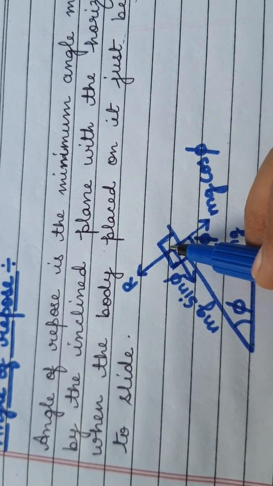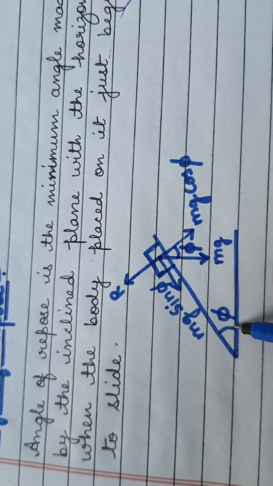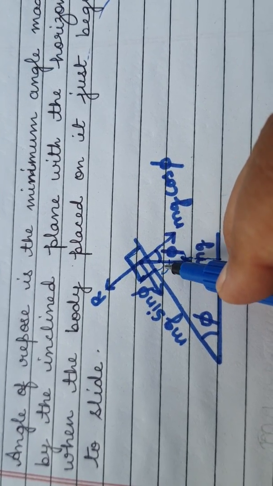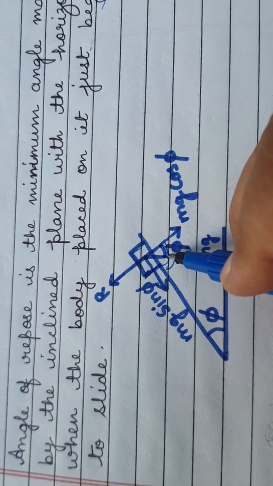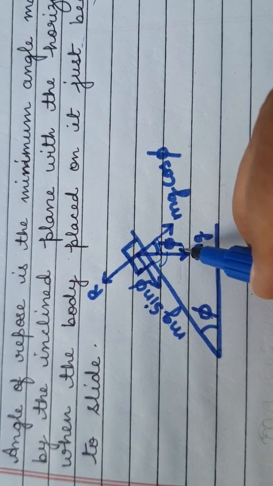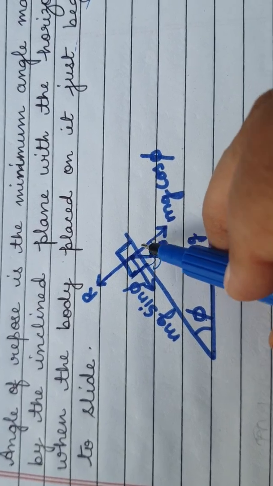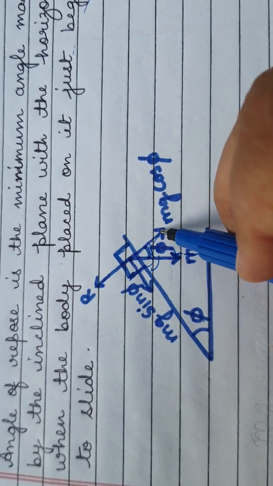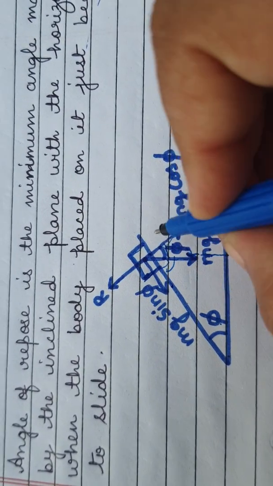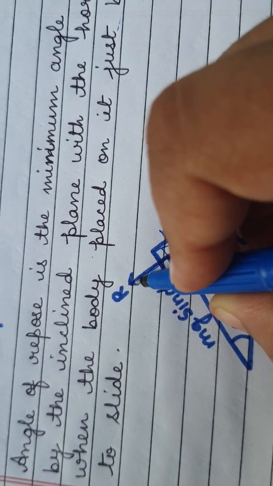So how many forces are acting here? The weight of the body, mg, which is acting downward. Now if this angle is phi, then this angle is 90 minus phi and this whole angle is 90, so this angle is again phi. Mg is acting perpendicularly downward, so we'll take two components of mg: mg cos phi this side, and here we have mg sin phi. R is the normal reaction, which is perpendicular to the surface.